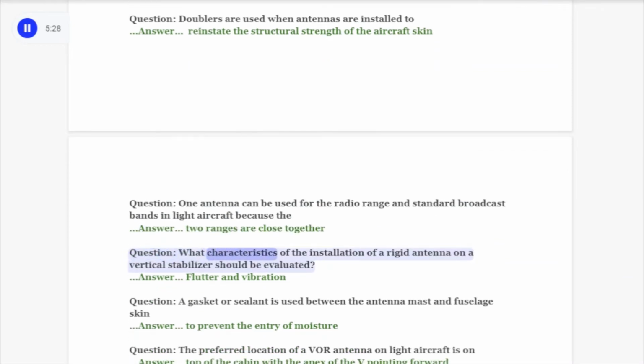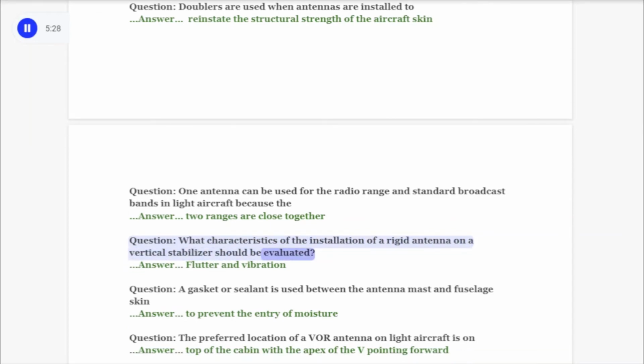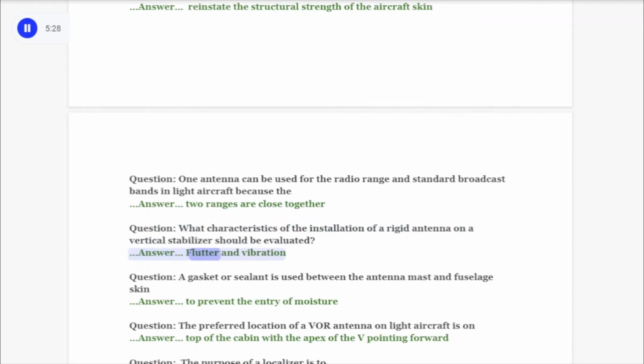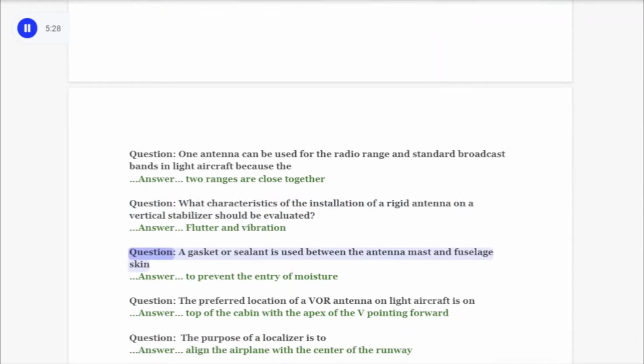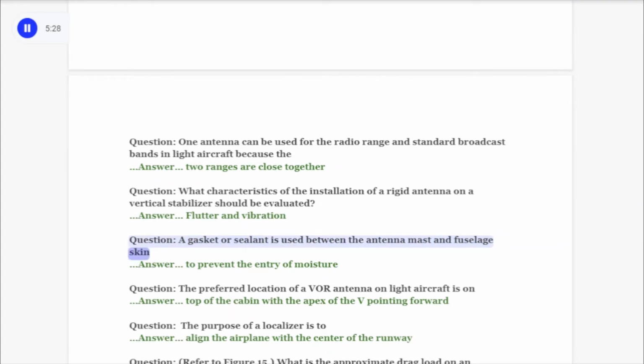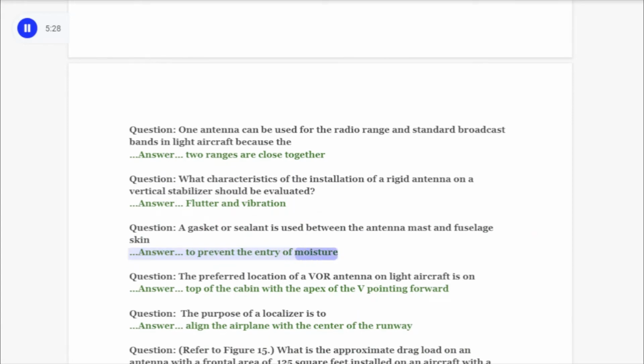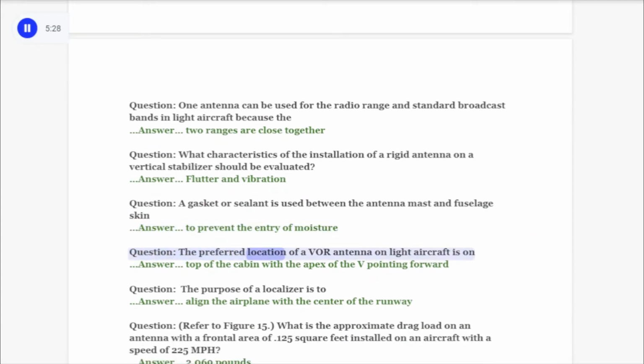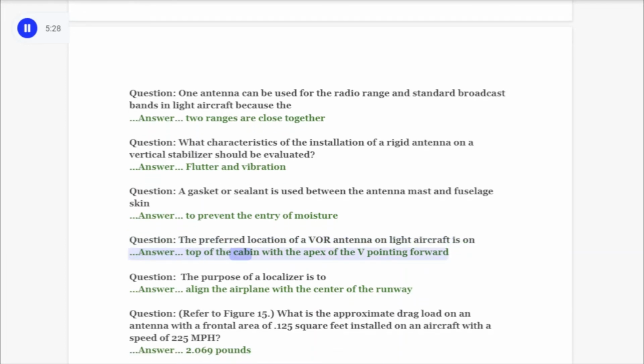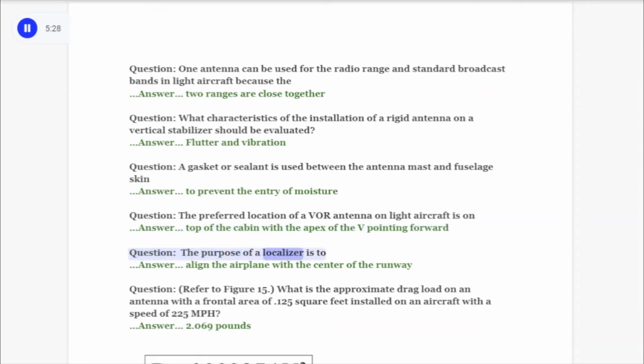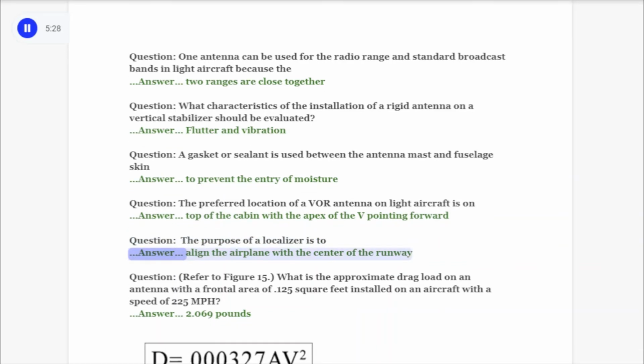Question: what characteristics of the installation of a rigid antenna on a vertical stabilizer should be evaluated? Answer: flutter and vibration. Question: a gasket or sealant is used between the antenna mast and fuselage skin. Answer: to prevent the entry of moisture. Question: the preferred location of a VOR antenna on light aircraft is on. Answer: top of the cabin with the apex of the V pointing forward. Question: the purpose of a localizer is to. Answer: align the airplane with the center of the runway.